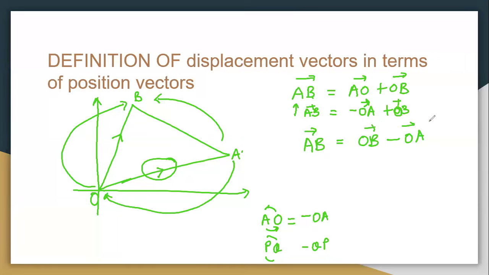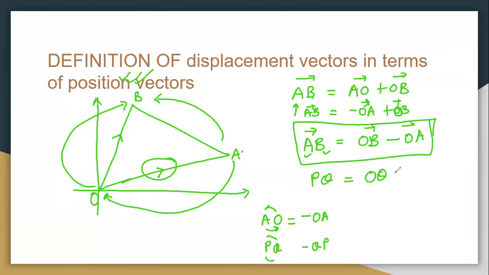And now this is the definition we are going to use whenever you find that you are using position vectors. So it is going to be OB minus OA. This is the second letter minus the first letter. In case it is P to Q in terms of position vectors, then you know it will be OQ minus OP. In case you have any question, ask before we start diving into them.